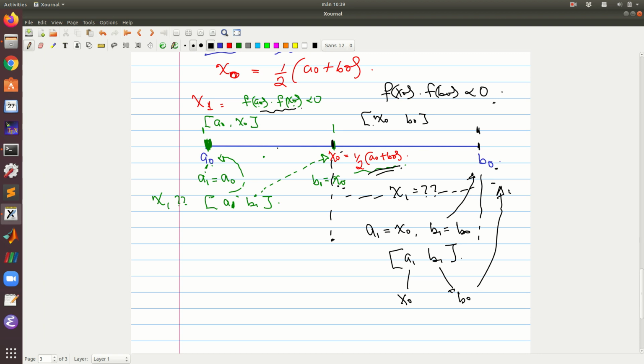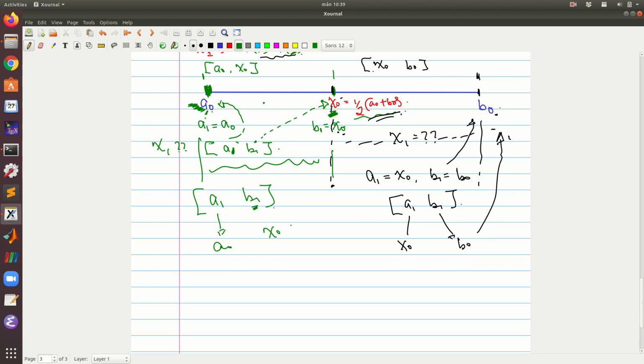Otherwise, if we had found that f of a naught times f of x naught is less than 0, i.e. of different signs, then we would look for x1 within the interval where a1 is the same a naught, and b1 is the end value x naught.